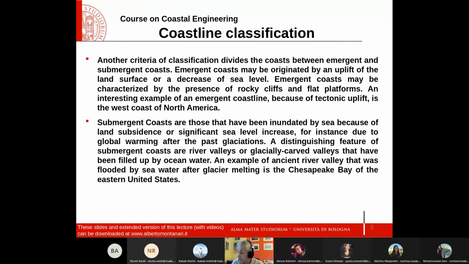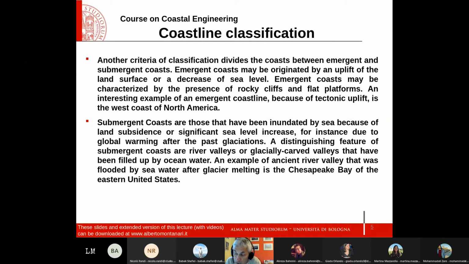Submergent coasts are those, as you can read on the slides, that have been inundated by sea because of land subsidence or sea level increase, for instance, due to climate change. And keep in mind that climate change is a primary reason of concern today.